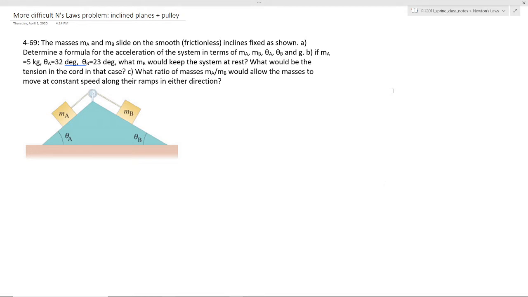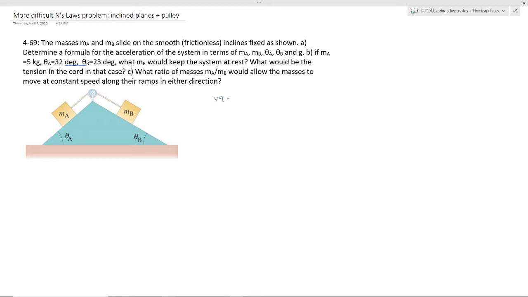This question is fairly complicated, so we didn't talk about it in class, but I figured it might be nice to have this as a reference, a worked-out question where the algebra is a little more sticky. As we've done with other problems like this, the first thing we're going to do is draw free body diagrams for each of the masses.